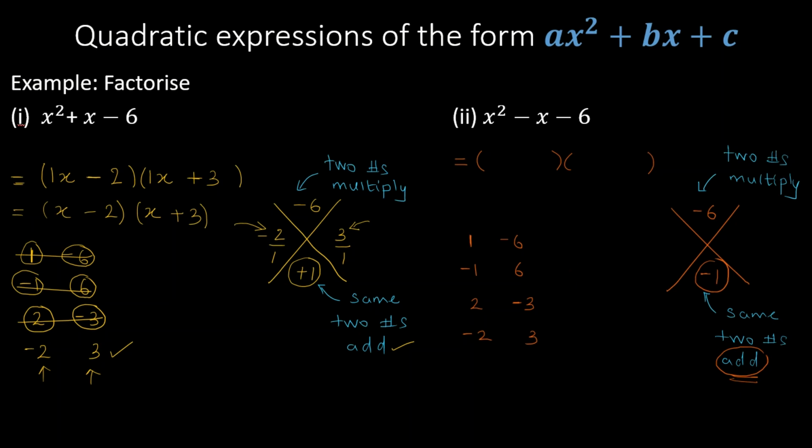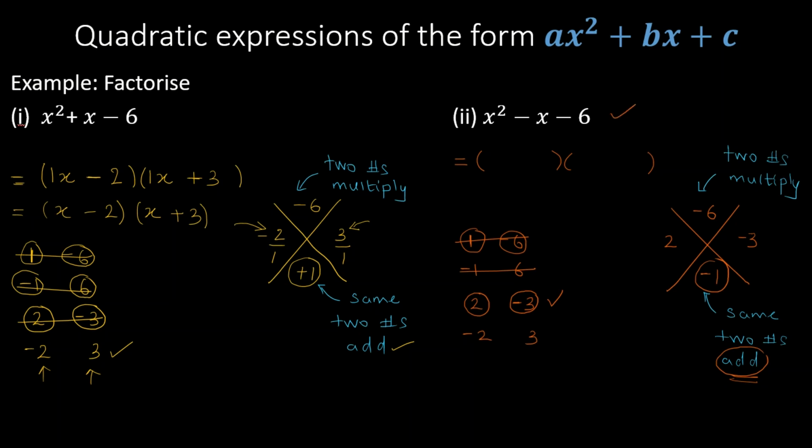Let us see the first possibility, 1 with negative 6. Does it give negative 1? No. Negative 1 with 6. When you add, does it give negative 1? No. It gives 5. Third possibility, 2 when you add with negative 3. Does it give negative 1? Yes. So this is our possibility, 2 and negative 3.